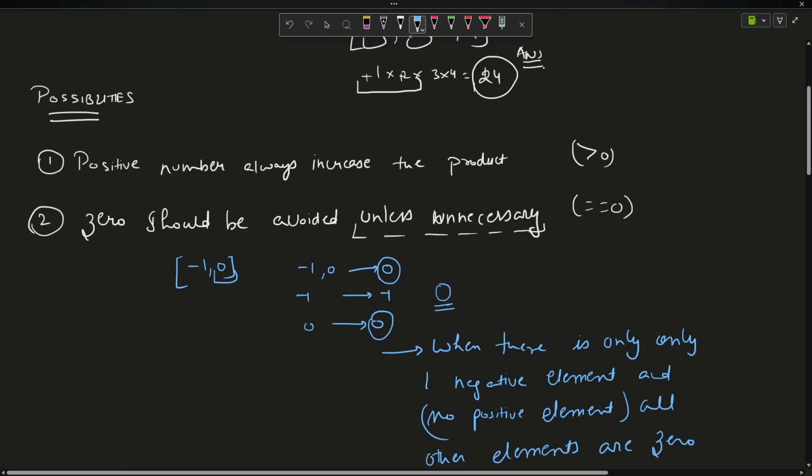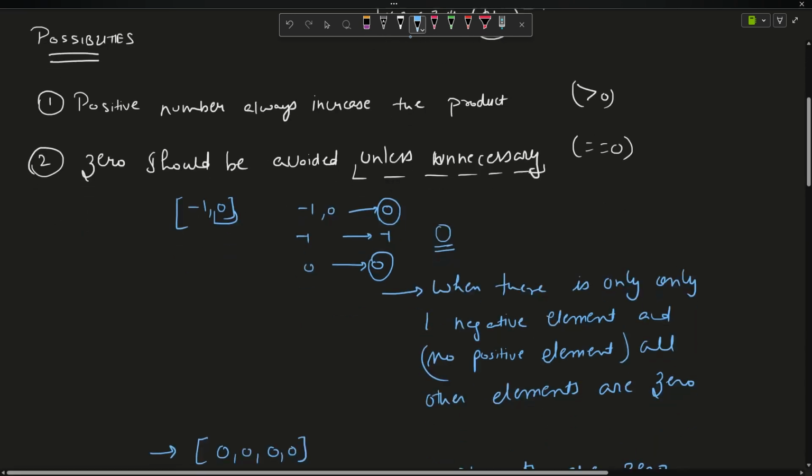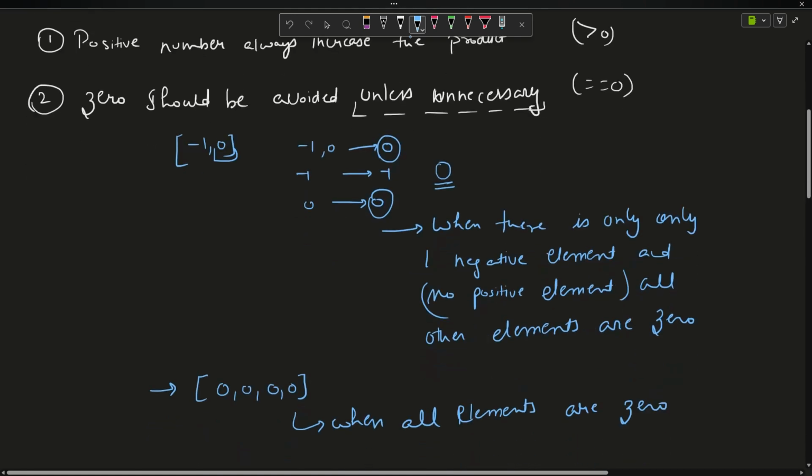First decision is a positive number always increases the product. So whenever you encounter a positive number, make sure to get it into the product, right? Second case is 0 should be avoided unless necessary. So when you are looping through the array and calculating the product, do not multiply the 0.